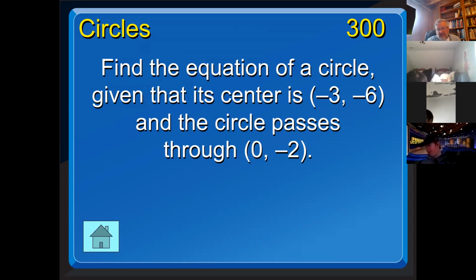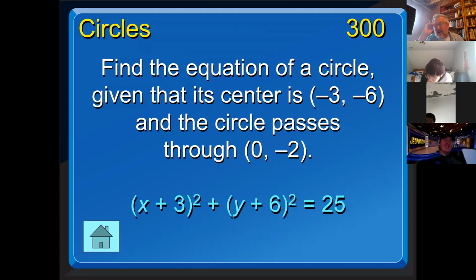Yeah, the equation. Okay. Can I answer? Go ahead. X plus 3 squared plus y plus 6 squared equals 5. Well, remember the formula, the right side has to be squared as well. Oh, well, the square root of 5. No, it's squared. Right, so 25.